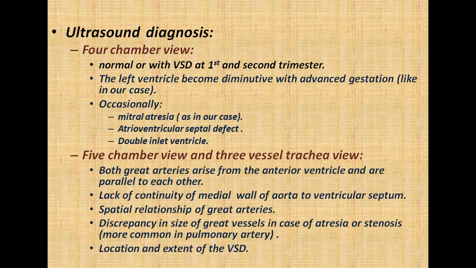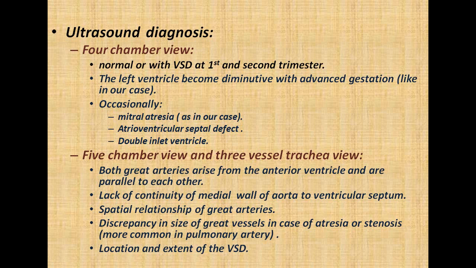Ultrasound diagnosis: at 4-chamber view, normal or with VSD at first and second trimester. The left ventricle becomes diminutive with advanced gestation, like in our case. Occasionally, mitral atresia; in our case, atrioventricular septal defect, double inlet ventricle. 5-chamber view and 3-vessel trachea view: both great arteries arise from the anterior ventricle and are parallel to each other. Lack of continuity of medial wall of aorta to ventricular system.